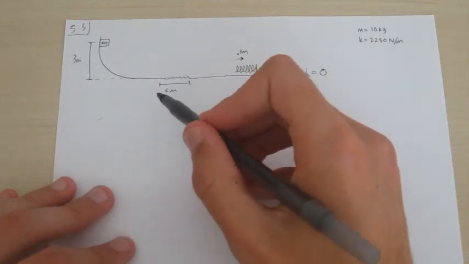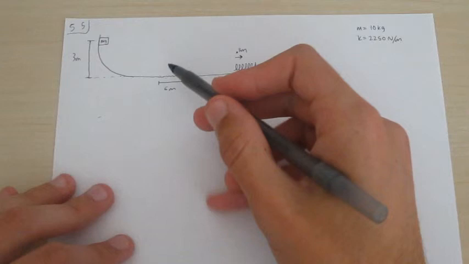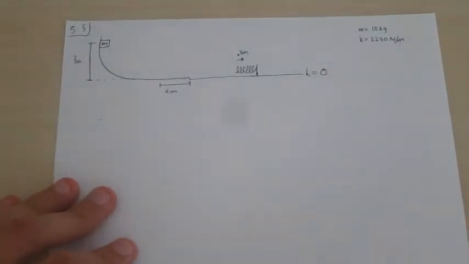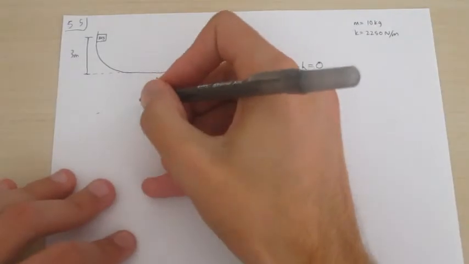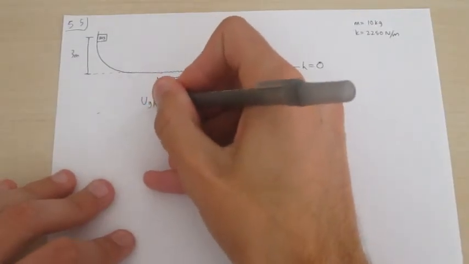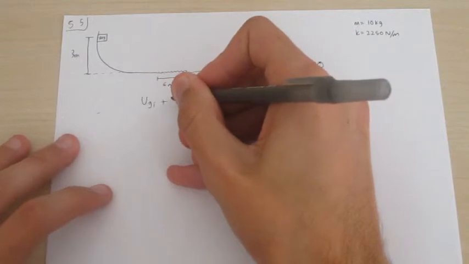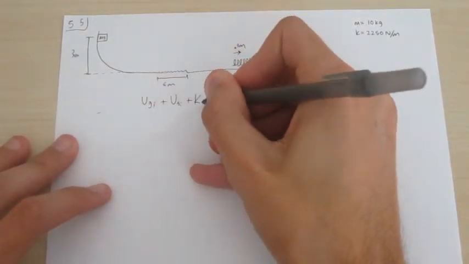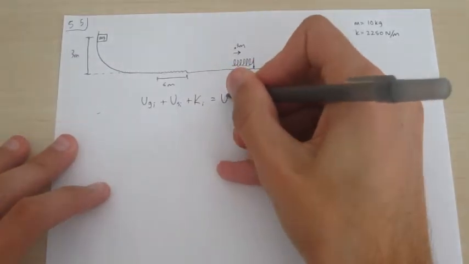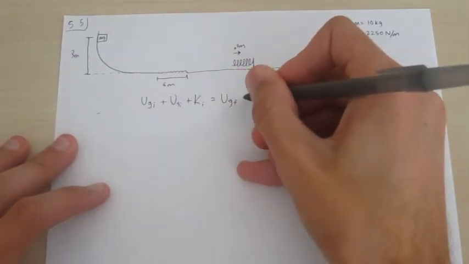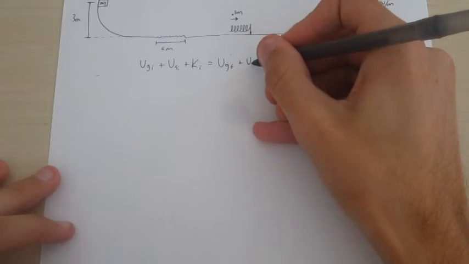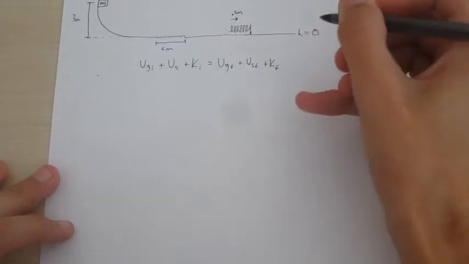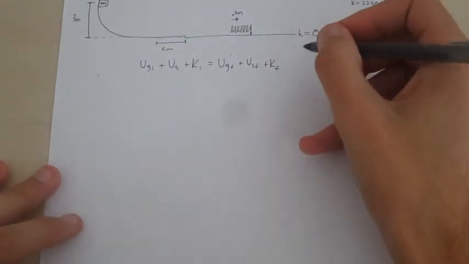And it asks you, what is the coefficient of kinetic friction when the block is traveling over this place right here? So to set this up, we're just going to use conservation of energy. So gravitational potential energy initial plus spring potential energy initial plus kinetic energy initial equals gravitational potential energy final plus spring potential energy final plus kinetic energy final. And you also have to add one more thing.